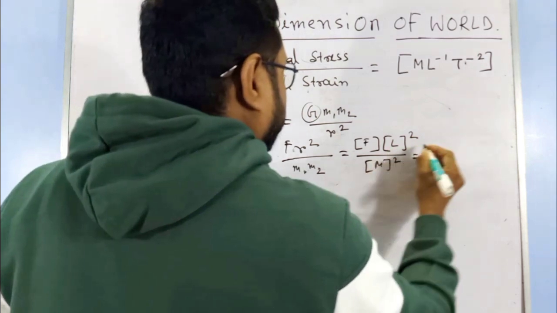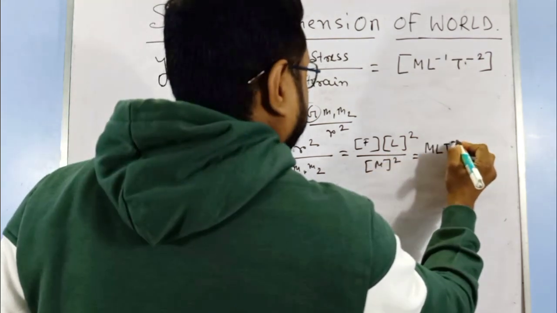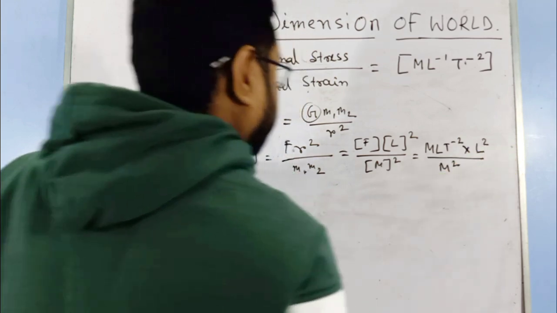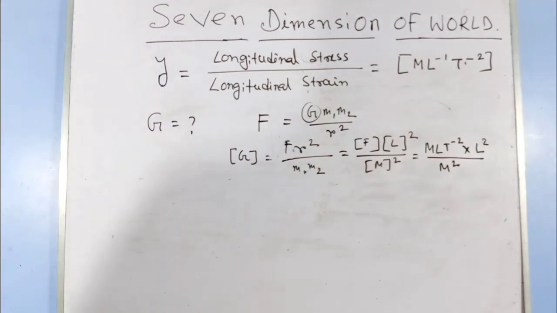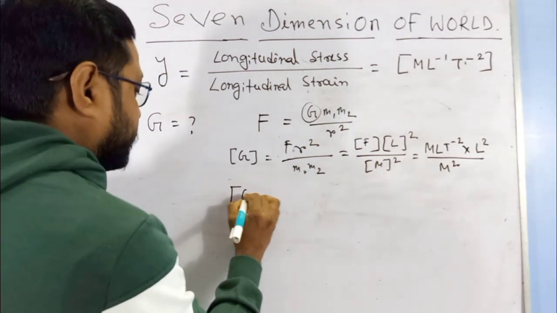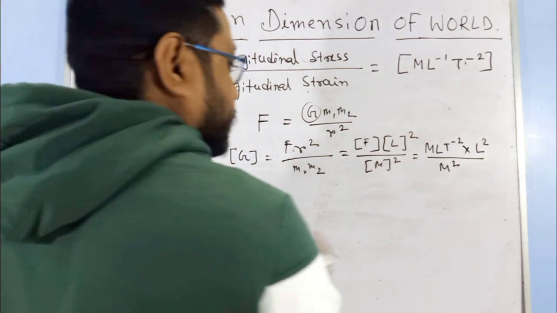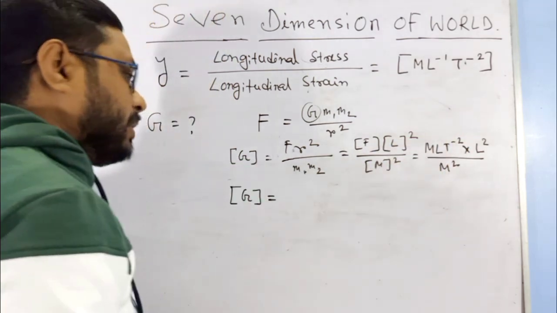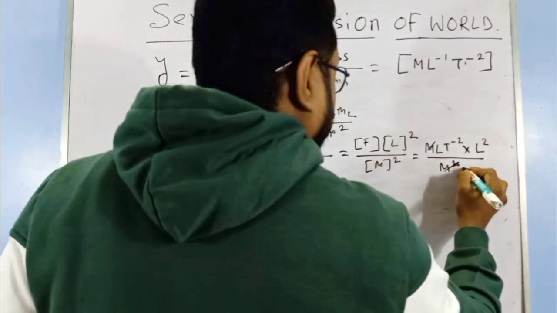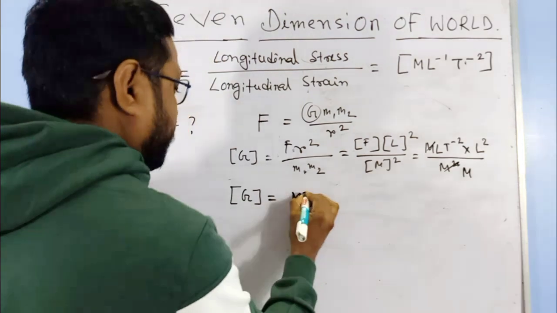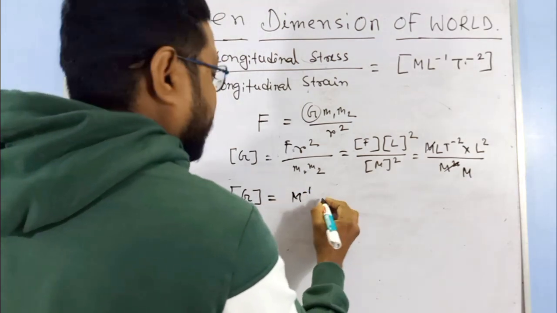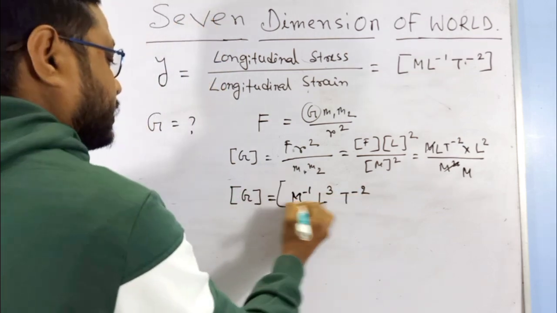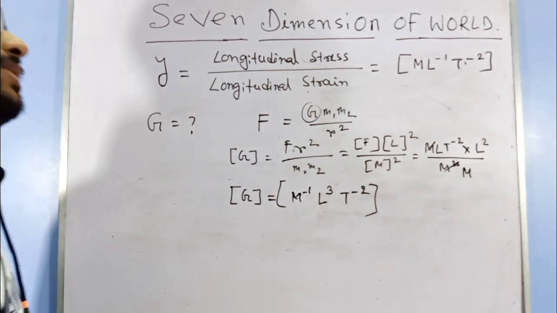So the dimension of force is m L T minus 2, multiplied by L square divided by m square. So we can say the dimension of gravitational constant is m to the power minus 1, L cube, t to the power minus 2.